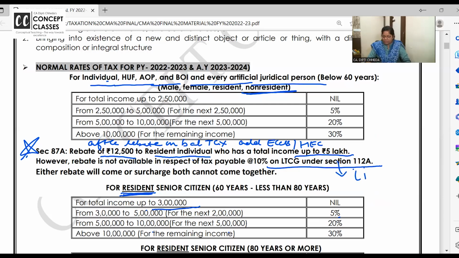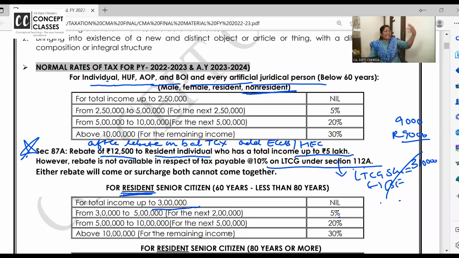Ma'am, I have long-term capital gain on shares, say 3,10,000 minus the basic exemption and all. Can I give the rebate? No. And rebate maximum is 12,500. If your tax is only 9,000, can you take minus rebate 12,500? No. If your tax is 9,000, rebate will also be 9,000 and tax payable will become nil. Clear to all of you? So rebate concept is very clear.